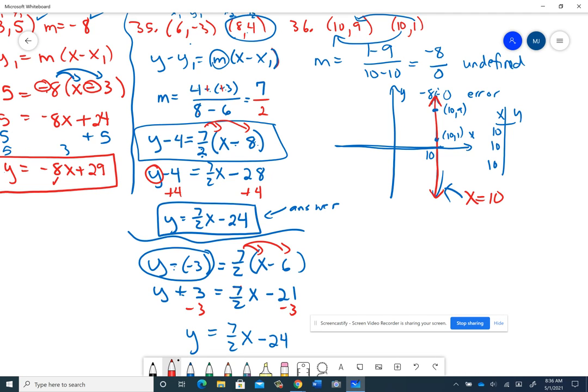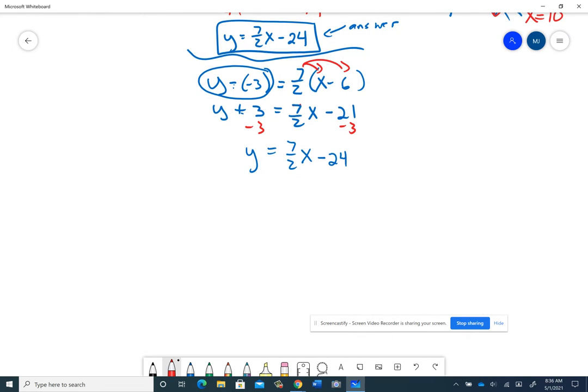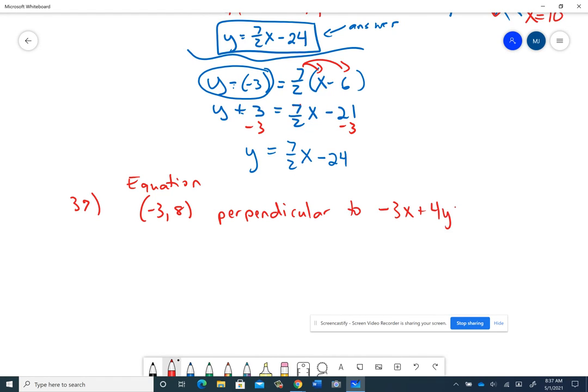Okay? All right, and then one last problem I want to work has to do with the parallel and perpendicular. So this is number 37. You need the line that goes through the point 3,8. You want the equation, it says. The directions say find the equation of the line that goes through that point and is perpendicular to this line. -3x plus 4y equals -23.